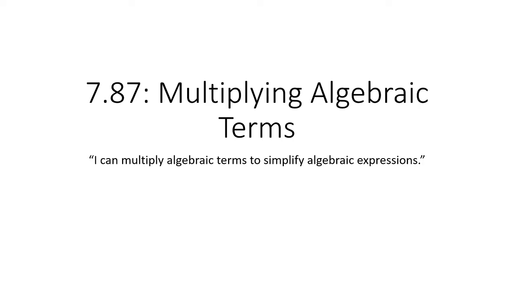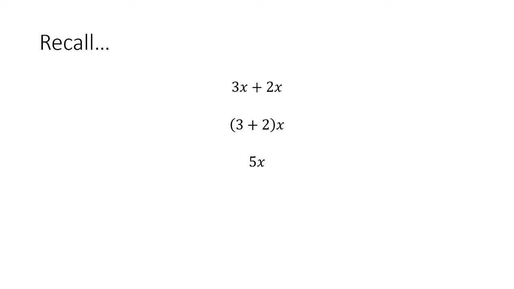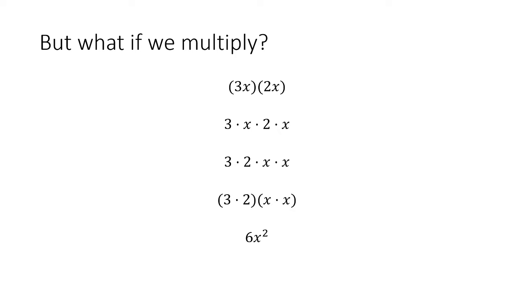Lesson 87, Multiplying Algebraic Terms. Our objective is I can multiply algebraic terms to simplify algebraic expressions. Let's recall from our last lesson that I could take my coefficients and add them together. So 3x plus 2x I add together and I'll get 5x. I'm going to do something similar to that, but what if we multiply? So we were adding before, now we're going to multiply.